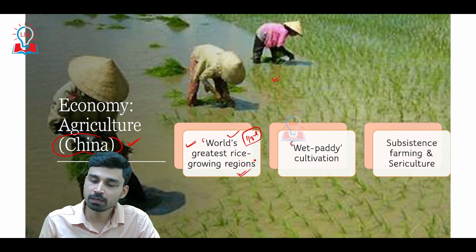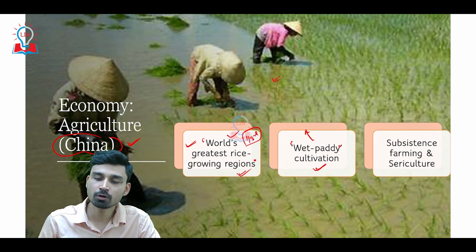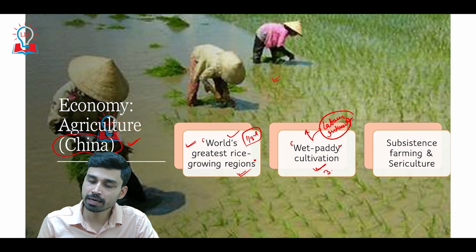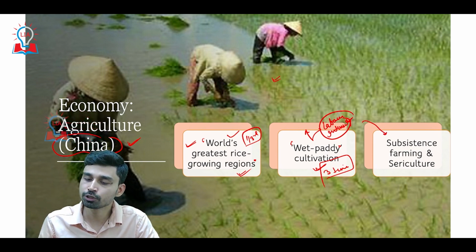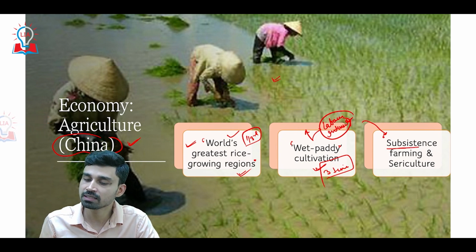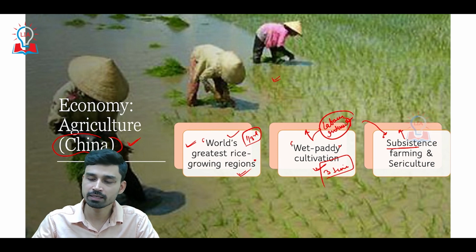Not only that, a wet paddy cultivation method is utilized by Chinese farmers in these areas, which is very time taking and also very labor intensive in nature. And since China is one of the most populous countries in the world today, we can say labor is not a big problem, and that is why they're able to grow rice 3 times a year through wet paddy cultivation. However, due to the poor economic shape of China, the farming is not done for commercial purposes. Farming is largely subsistence in nature. That means farmers grow crops largely for their self-consumption, and then some extra crop is sold, as is the same case in India as well.